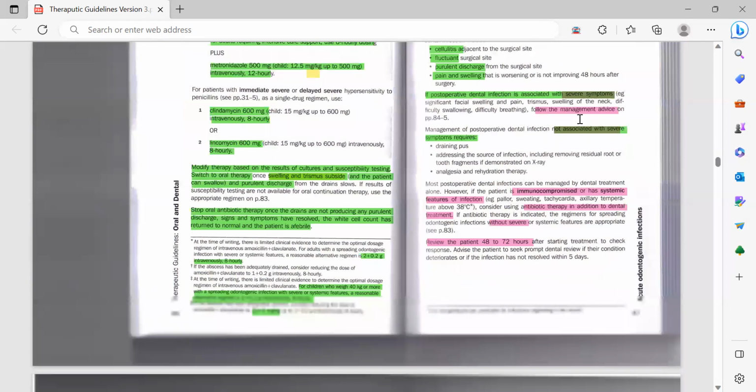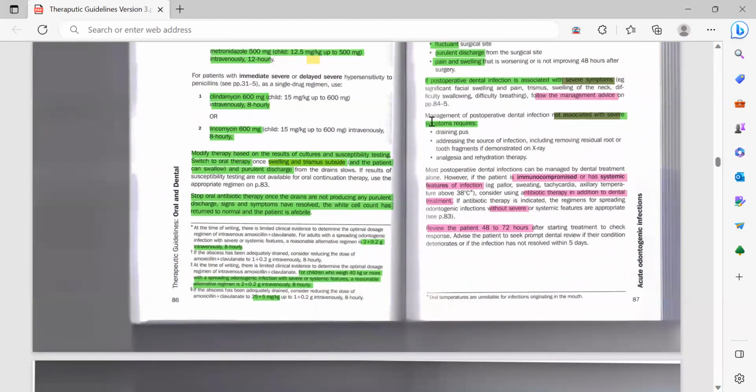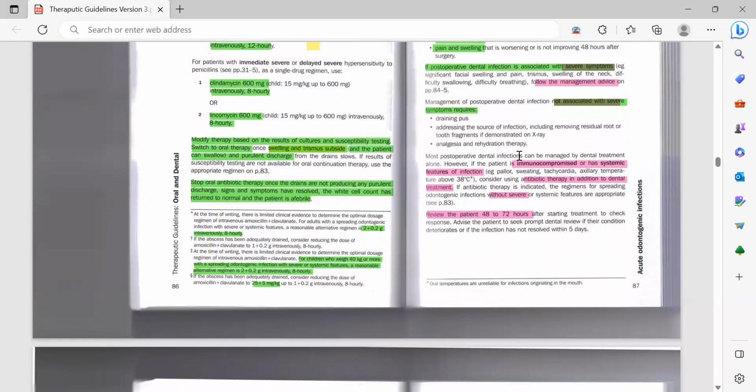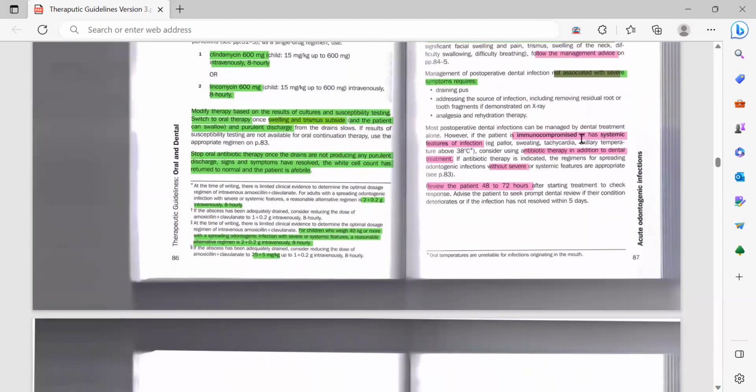But if it is not associated with severe features, what you can do is drain the pus, address the source of infection, give painkillers for the pain, and rehydration therapy. Most postoperative dental infections can be managed by dental treatment alone. However, if the patient is immunocompromised, like he has uncontrolled diabetes, or he has systemic features, which means he is telling you that he has fever, then you need to prescribe him antibiotic therapy in addition to dental treatment.